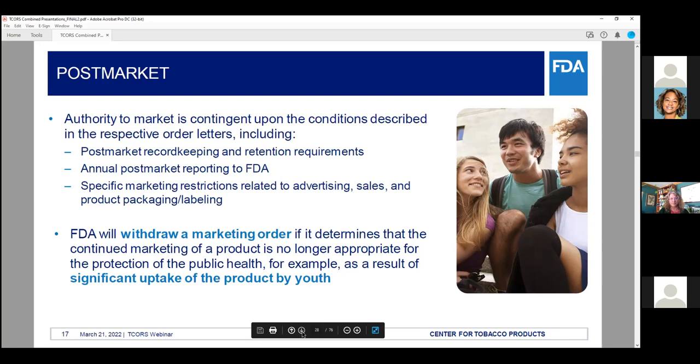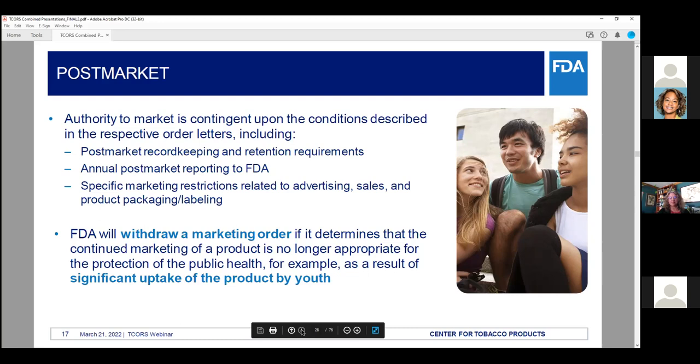FDA does have the authority to withdraw a marketing order if it determines that the product that received the marketing order is no longer appropriate for the protection of public health. So again, some information to be considering as you are thinking about the projects and ways in which you might develop projects that inform FDA product review, tobacco product review. Next slide, please.